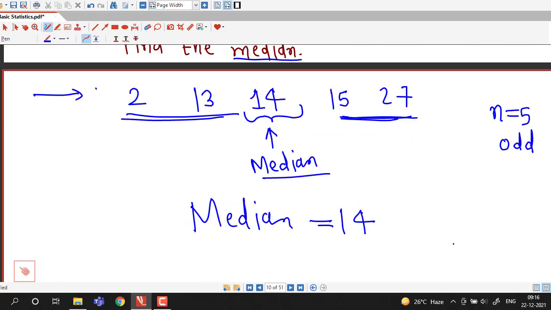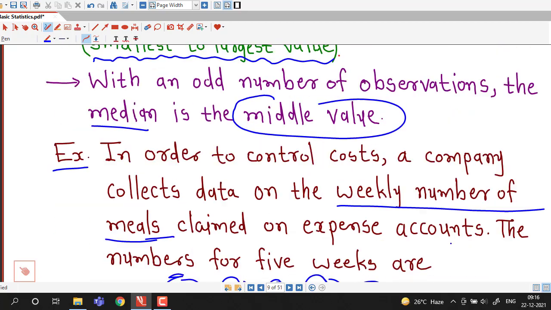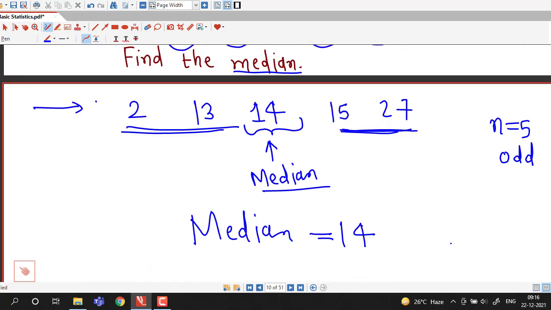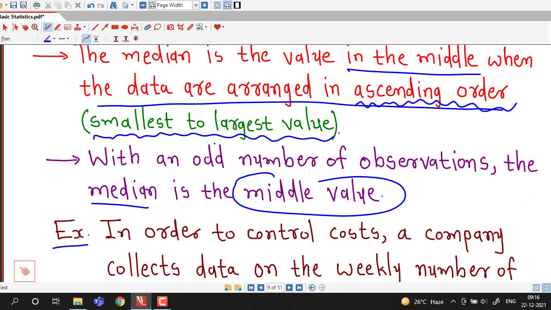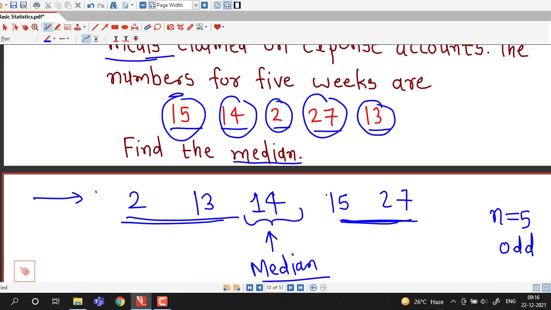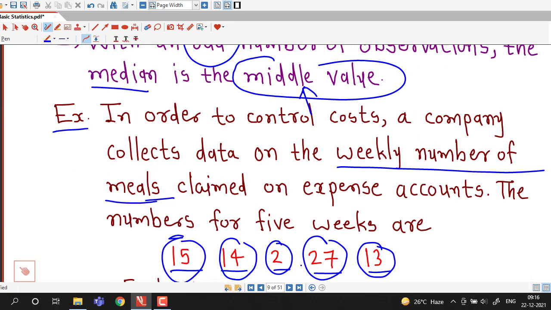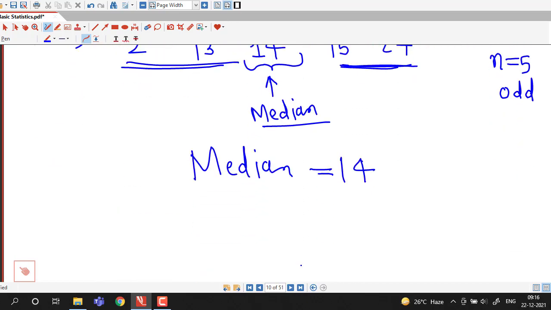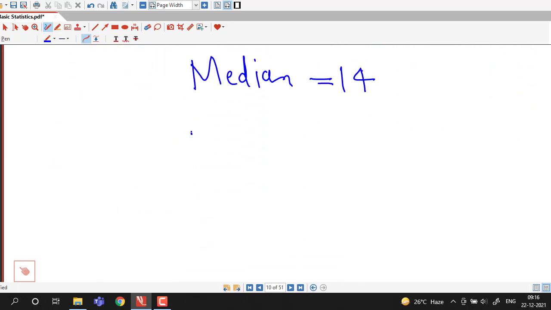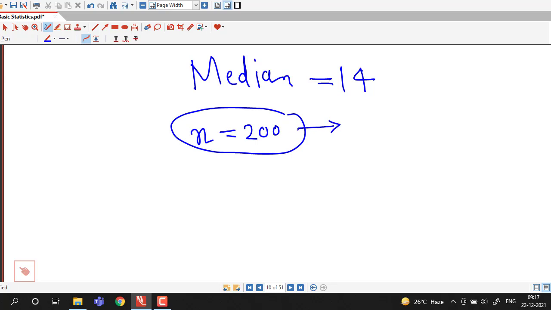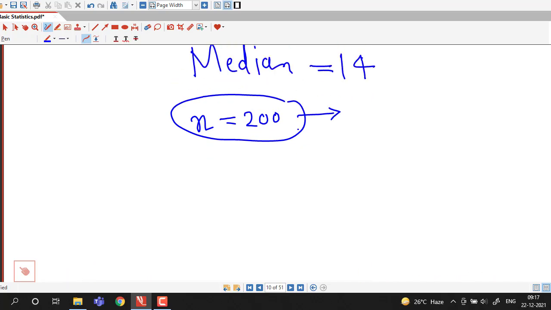So in this way it is easy to compute another measure of central tendency, which is median. We have to remember that if number of observations are odd, middle value is the median. If number of observations are even, then average of two middle values is the median. Now sometimes what happens, suppose number of observations are very large, say n equal to 200, then it is not comfortable to decide what is the middle value by observing the given data. So in that case we have a formula for the median.